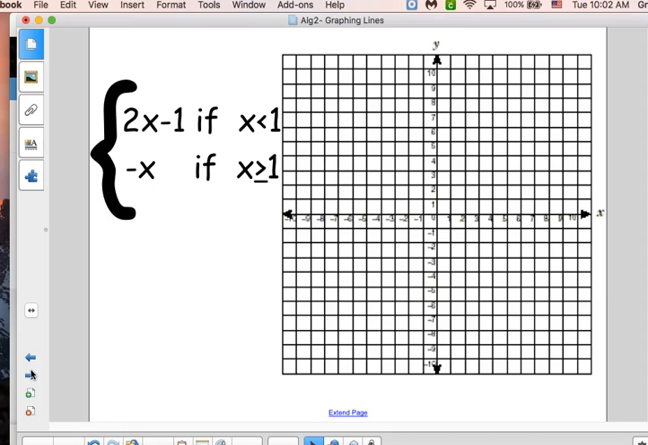The 2x minus 1 and the negative x, that looks exactly what we were doing on Friday. So what's the new part of these? The if and the inequality. So these parts right here, those are your domain restrictions. So that's the new part, because that'll tell us what piece we want to keep.